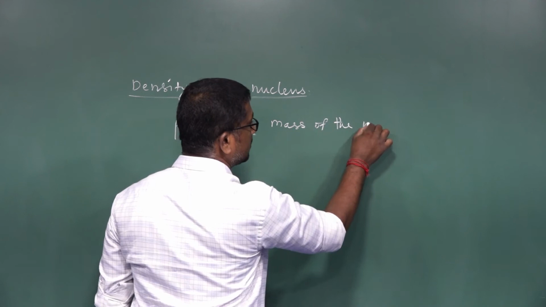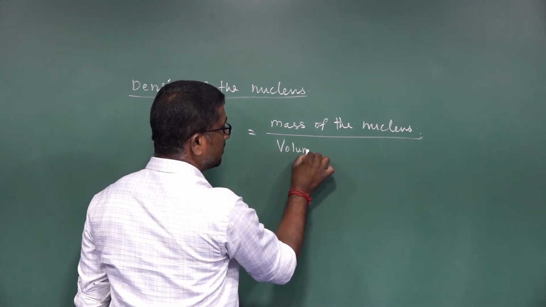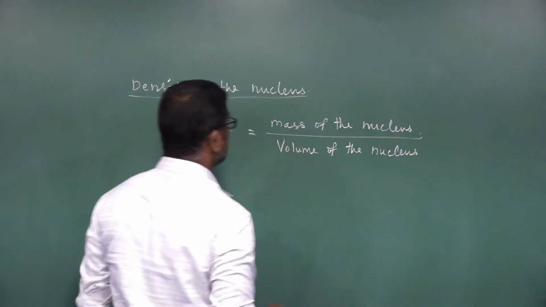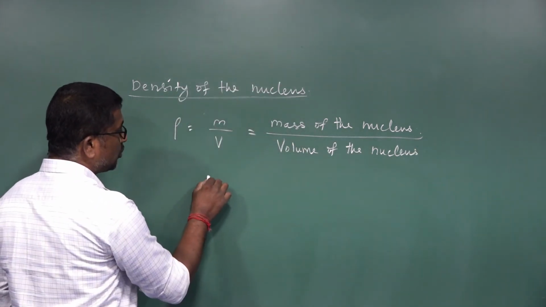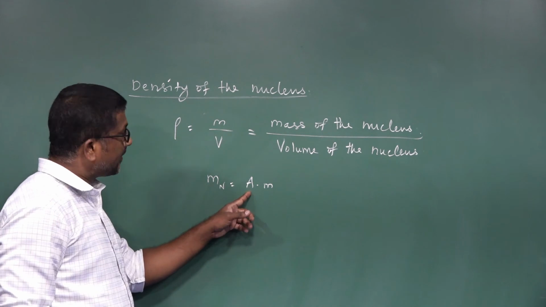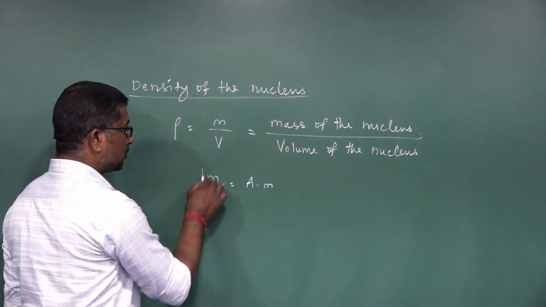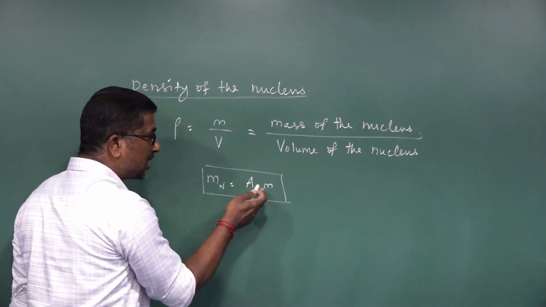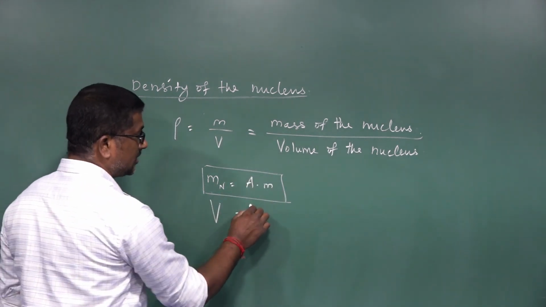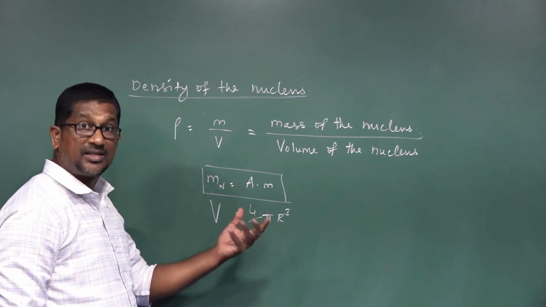Density equals mass of the nucleus divided by volume of the nucleus. Already I told that the mass of the nucleus is equal to A into M, where A is the mass number of the nucleus and M is the mass of one proton. So the mass of the nucleus is given by mass number into mass of one proton. And the volume of the nucleus is 4 by 3 pi r cube, where r is the radius of the nucleus.